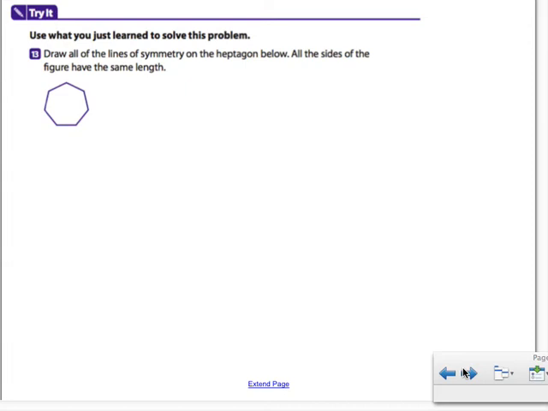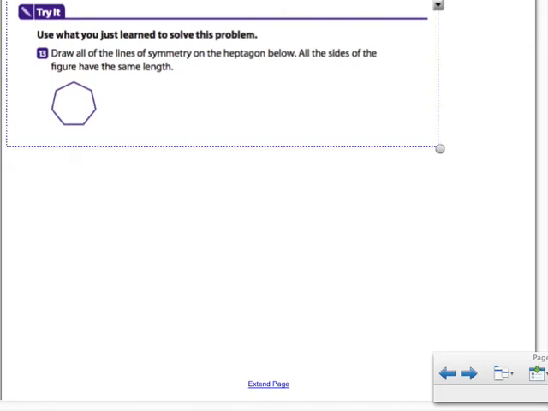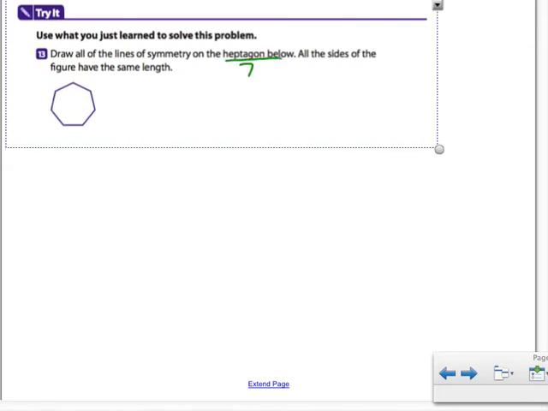Well, let me just count, 1, 2, 3, 4, 5, 6. I thought so. I'm just double checking because I was curious about heptagon. Heptagon means 7. Cool, interesting. Well, this is easy. This is easy if you did last night's homework because I'll do different colors to help you out. Here's how you draw lines of symmetry. You got to do it through all the angles and then in the middle of all the sides.